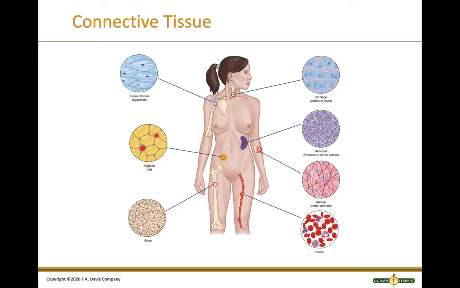Alright, next type is connective tissue, and connective tissue has the most types. It's the most abundant tissue in your body. Basically it connects things, so some examples are like ligaments and tendons. Adipose or fat is connective tissue, bone is connective tissue, all your cartilage is connective tissue. Reticular tissue, like you would find in your spleen or your liver or your lymph nodes, that's connective. Areolar tissue, which you find under your skin and around all your organs, is connective, and blood is a connective tissue. So basically it connects things, and we're going to look at a few examples.